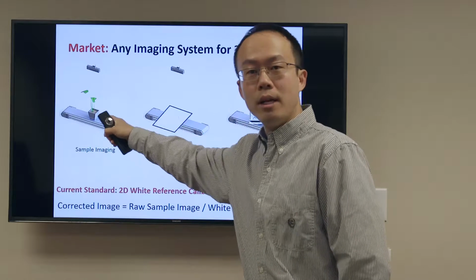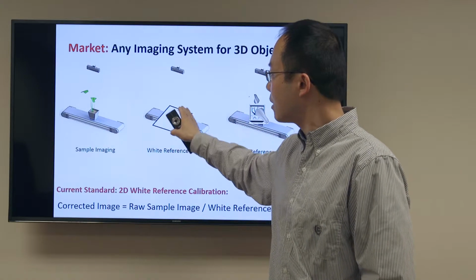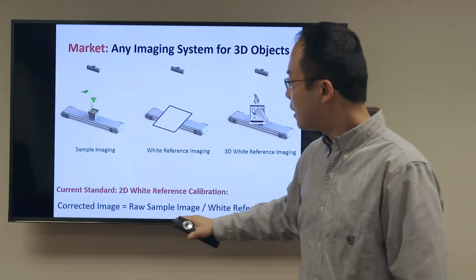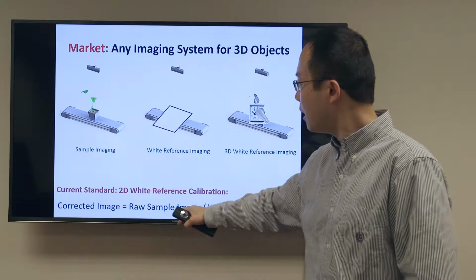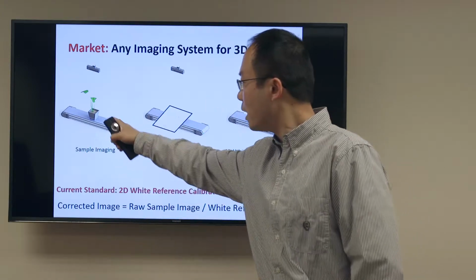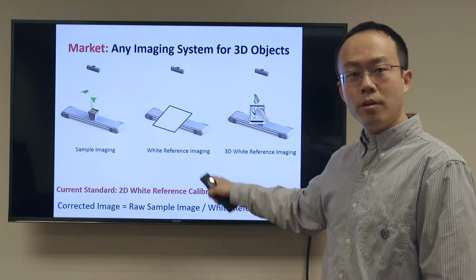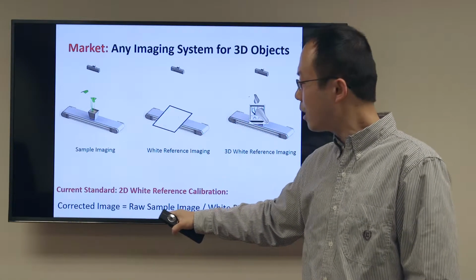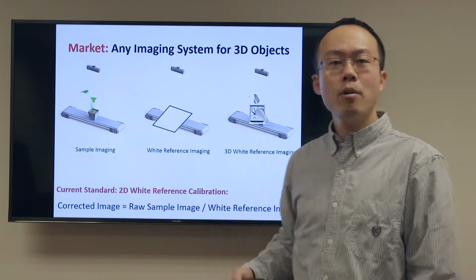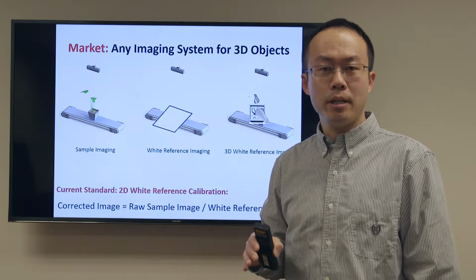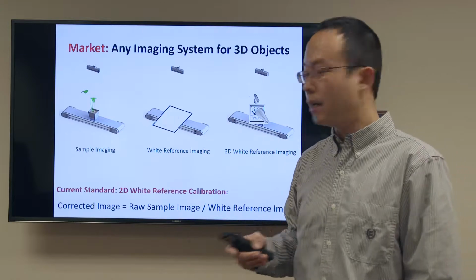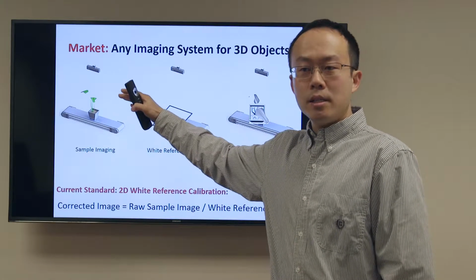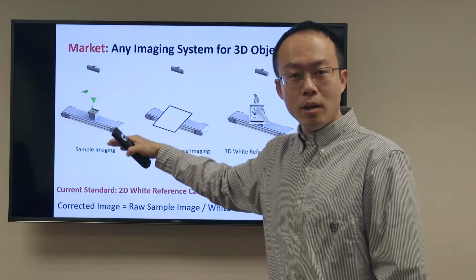After imaging the plant, we put the flat white tile at the same position, and then we use a formula, dividing each pixel's intensity of the object by the same pixel in the white tile, to do this corrected referencing process. This works very well for flat objects, but as you can imagine, if we're imaging 3D objects, the object is at higher and lower positions.